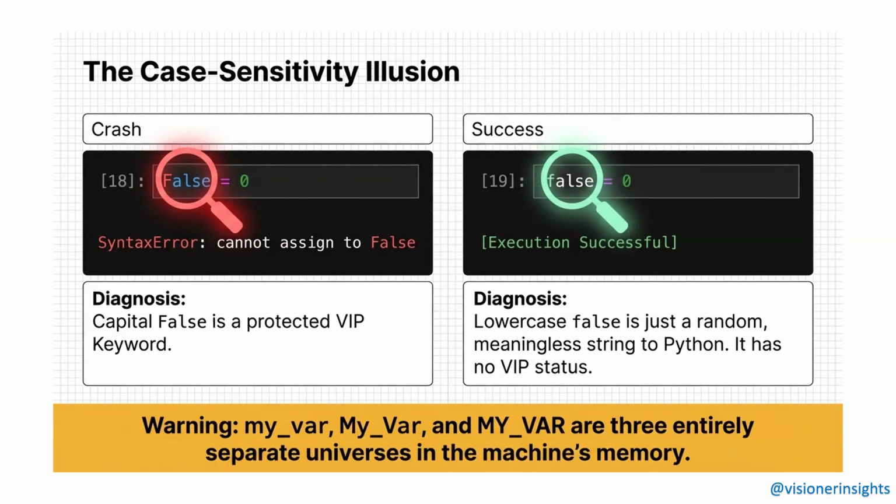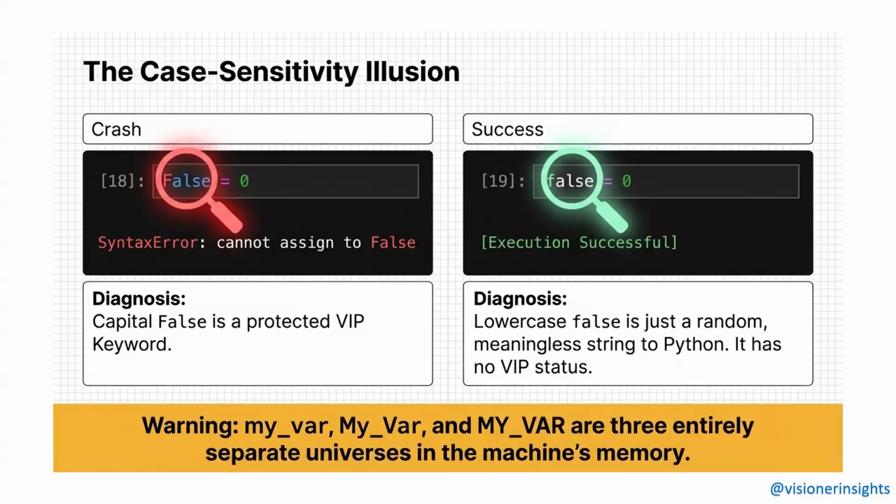Let's start with a classic example of how a machine thinks, case sensitivity. As you can see here, False with a capital F is one of those VIP keywords. It has a very specific meaning. But false with a lowercase f, to Python, that's just some random meaningless name it's never seen before. This is so crucial to get. My_var, My_var, and MY_VAR are three completely, totally different things in the machine's memory.